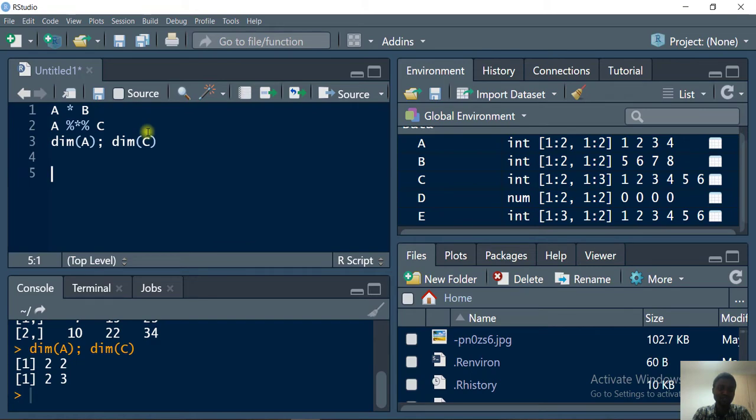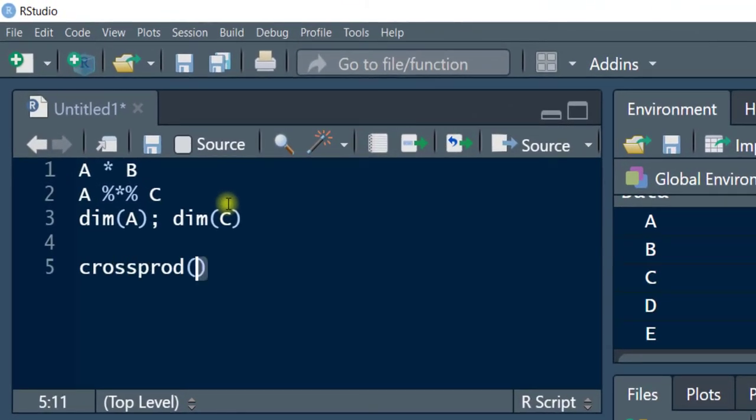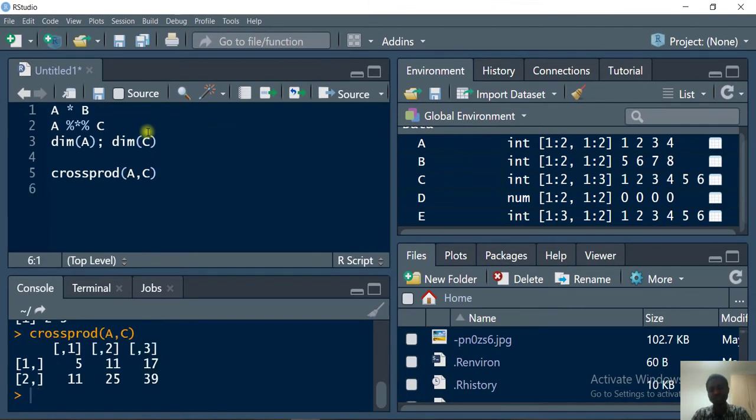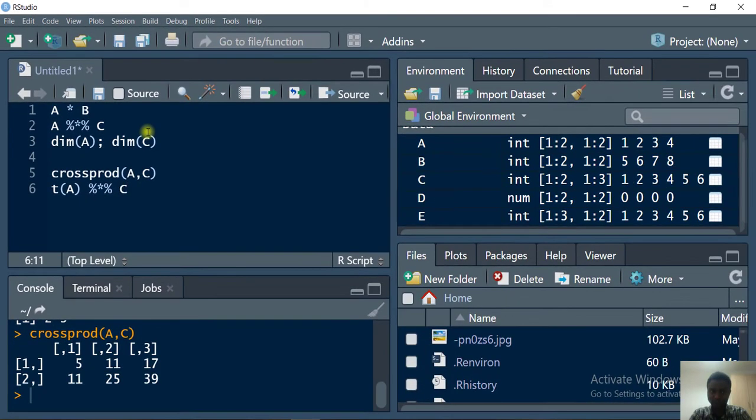For instance, if I say crossprod and I use A, C, and I run this, the result is going to be different, though it will be of the same dimension as the resulting matrix we get after multiplying A with C, but they are just going to be different in terms of the elements. So what is going on with crossprod? What we are doing is the transpose of A, and then we are multiplying it with C. That's what is going on.